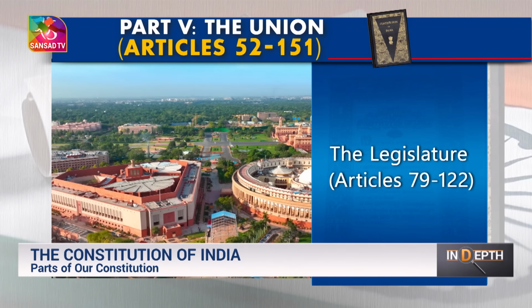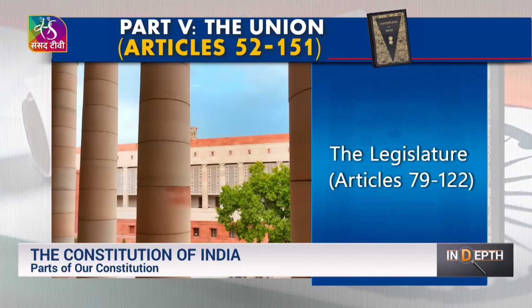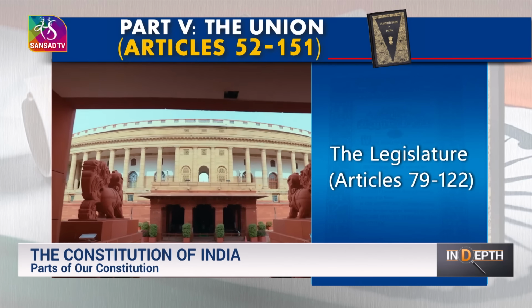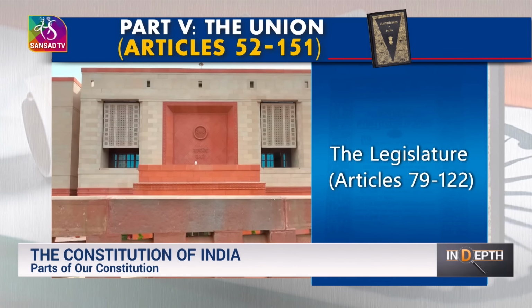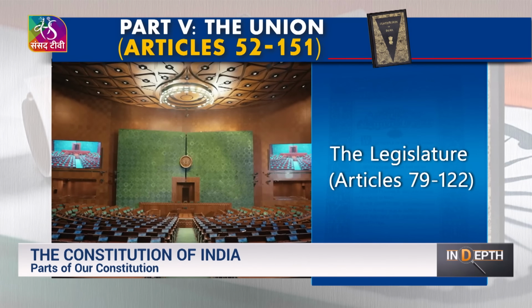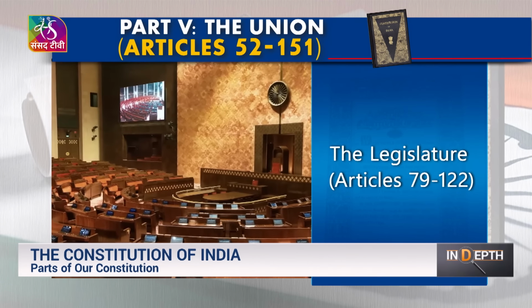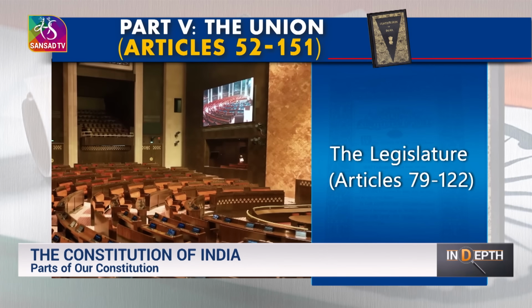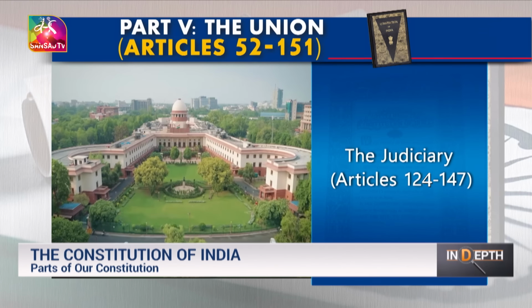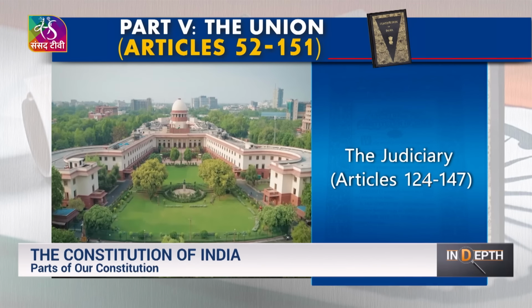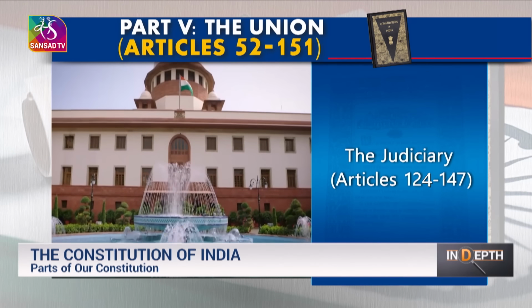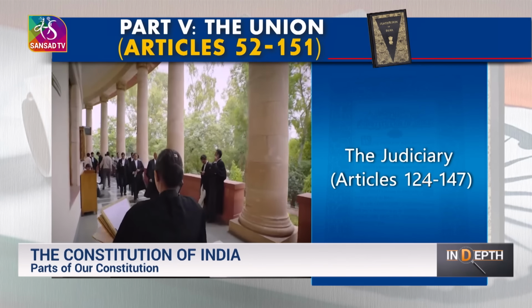The Legislature, Articles 79 to 122. India follows a bicameral system comprising the Parliament, which consists of the President and two houses, the Lok Sabha, that is the House of the People, and the Rajya Sabha, that is the Council of States. The Judiciary, Articles 124 to 147. The Supreme Court of India is the highest judicial authority. It ensures the protection of fundamental rights and is the final court of appeal.